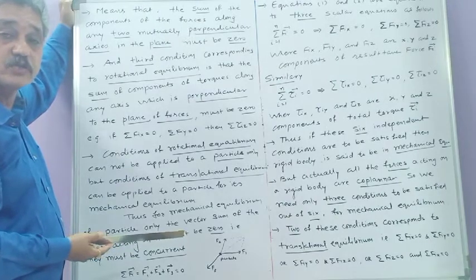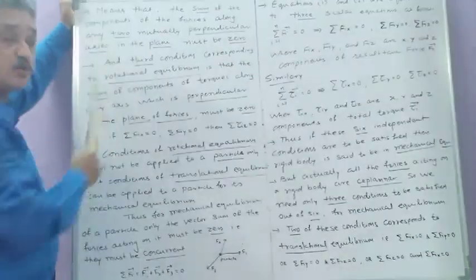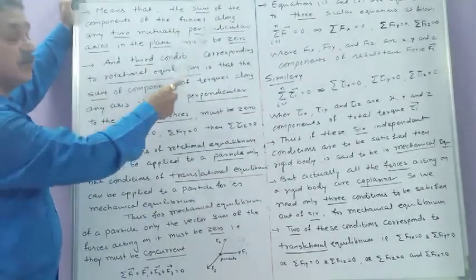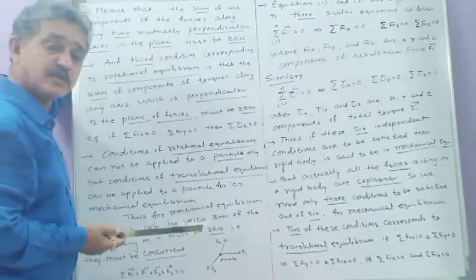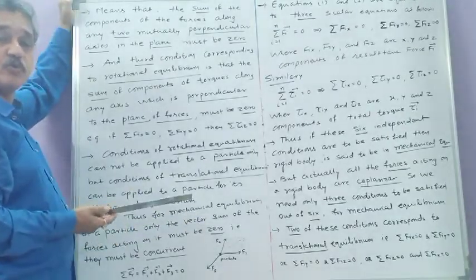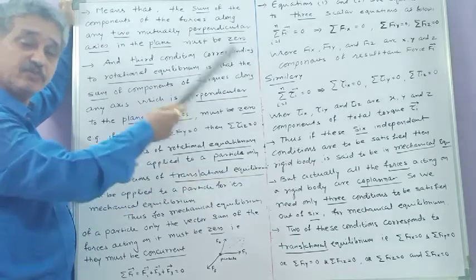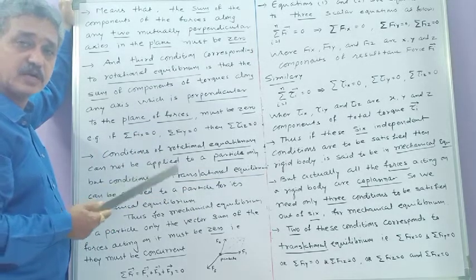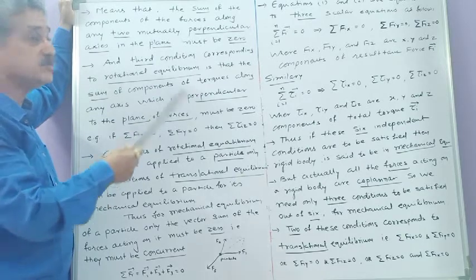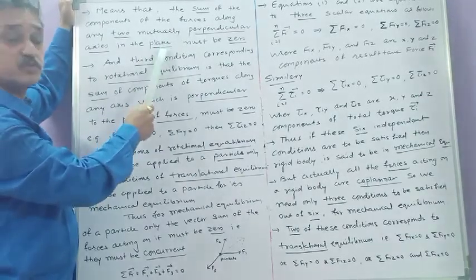Sum of the components of the forces, in which direction? The sum of the component forces along any 2 mutually perpendicular directions in a plane must be 0. If it is in the XY plane, then sigma Fix equal to 0 and sigma Fy equal to 0. That is, the sum of the x components of all forces acting in the x direction and the sum of the y components of all forces acting in the y direction must be 0.